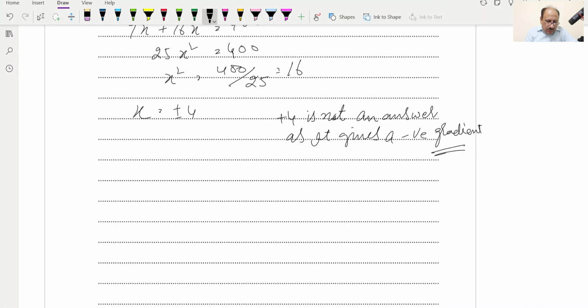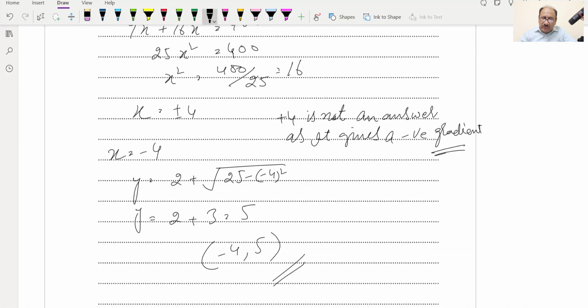Now if x is equal to minus 4, we'll write y is equal to 2 plus under root of 25 minus minus 4 squared. This is the negative 4 value which we replaced, and this will be equal to 2 plus, 4 squared will be 16, so it will be 9 under root, which is 3. So y will be equal to 5. So if y is 5, x is minus 4, so our point will be minus 4 and 5. This is the point which we are supposed to find.